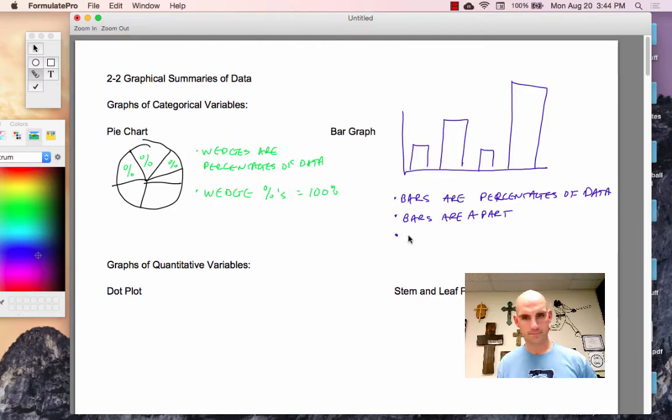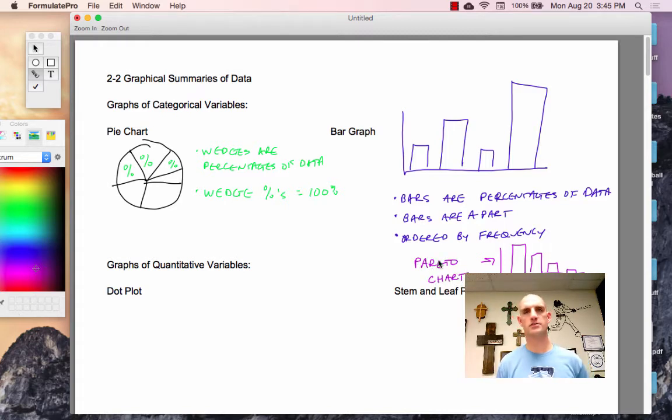In addition, let's say that we've got bars that are ordered by frequency. So for example, let's say instead of having short, taller, shorter, tallest, I put them in order. I had my tallest one, then my next tallest, and my next tallest, and I had to rearrange the bars. This is called a Pareto chart. It's a special type of bar graph that's ordered by frequency, so greatest to least frequency.